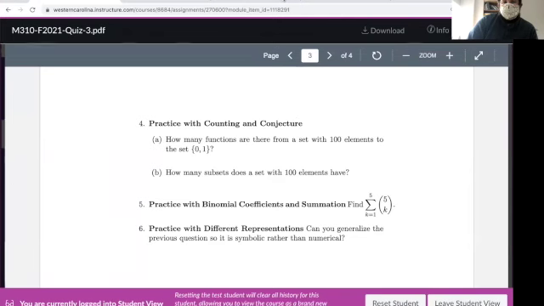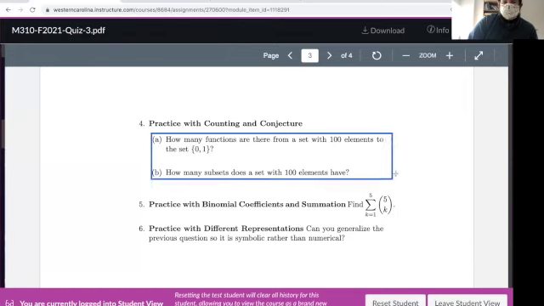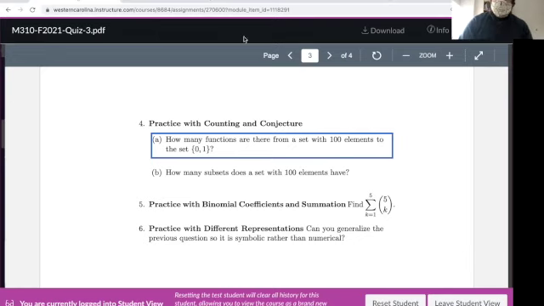So now let's discuss a question about counting subsets and functions, and this will be something that's going to come up later in the course. The first question is, how many functions are there from a set with 100 elements to the set {0, 1}? This is a fact that we may just know at this point. Certainly something we've gone over before.